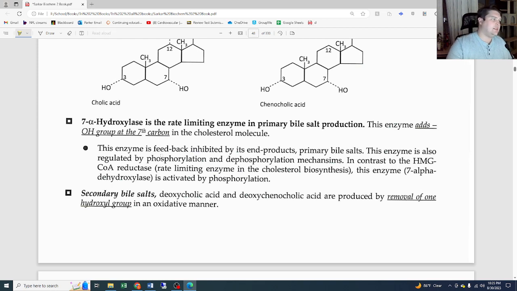7-alpha hydroxylase is the rate-limiting enzyme in primary bile salt production. This enzyme adds an OH group at the 7th carbon in the cholesterol molecule. This enzyme is feedback inhibited by its end product, primary bile salts.